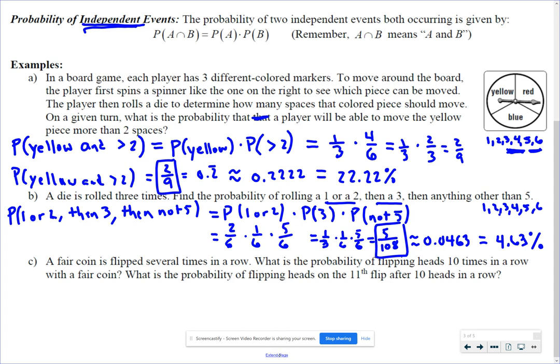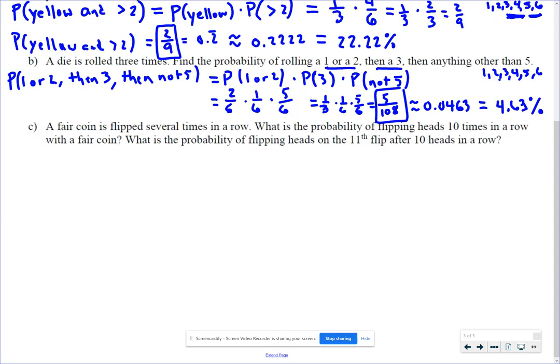Part C. A fair coin is flipped several times in a row. What is the probability of flipping heads 10 times in a row with a fair coin? And then we'll answer the last question. Actually, we could answer the last question right now. What is the probability of flipping heads on the 11th flip after 10 heads in a row? The answer to that question is going to be 1/2. Because these are independent events. That flip of a coin is independent. We can either write it down now or we can write it down later.